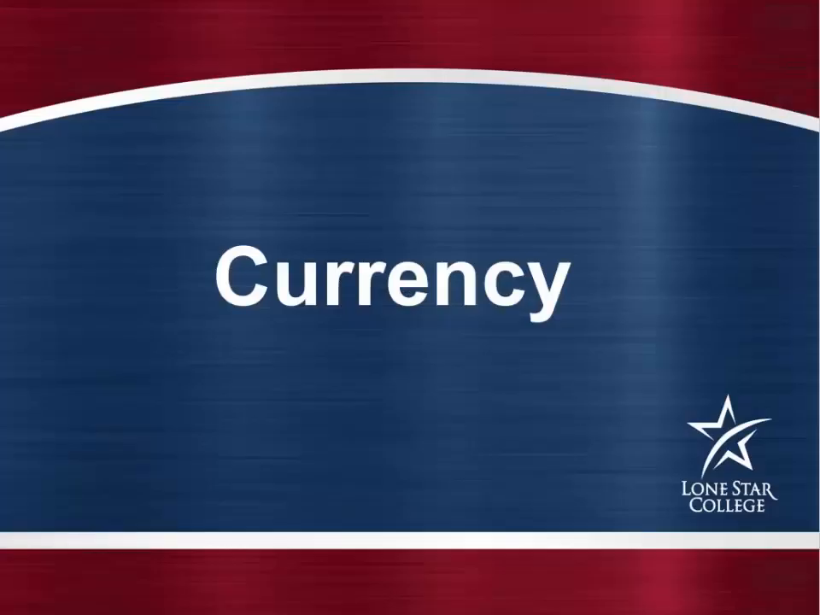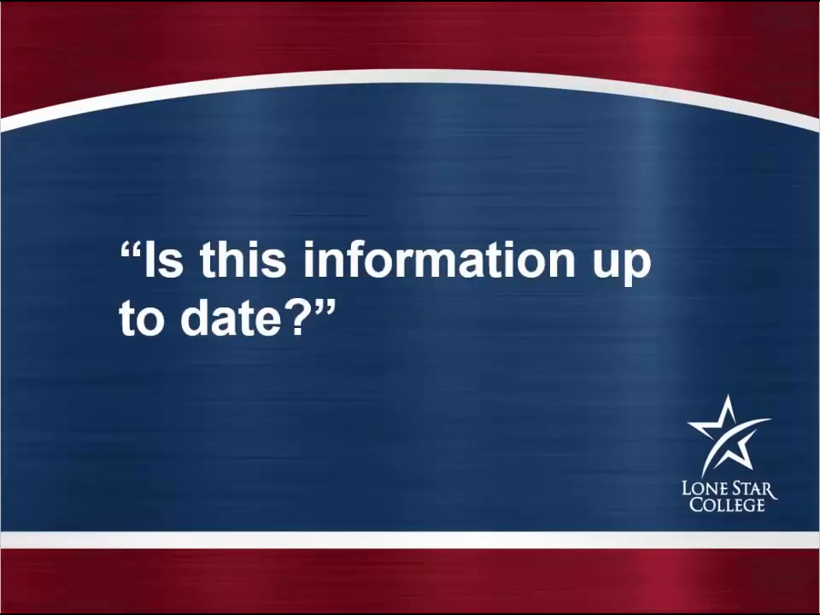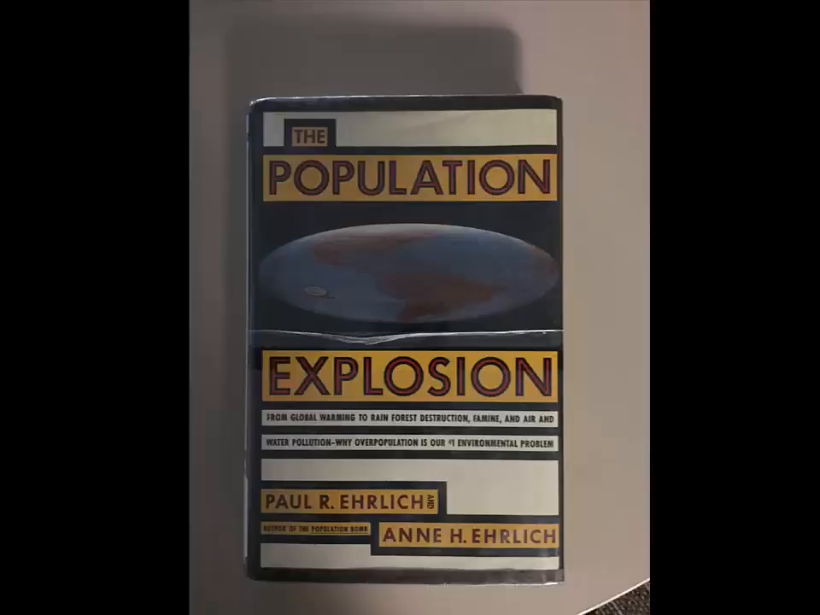The second principle is currency. When you encounter information, ask yourself, is this information up to date? Let's say, for example, that we're researching information about global warming. If we find a book on that topic published in 1990, such as this library book, that would be out of date. Our knowledge of the sciences has grown since then. The climate itself may have changed, so this source of information is out of date.